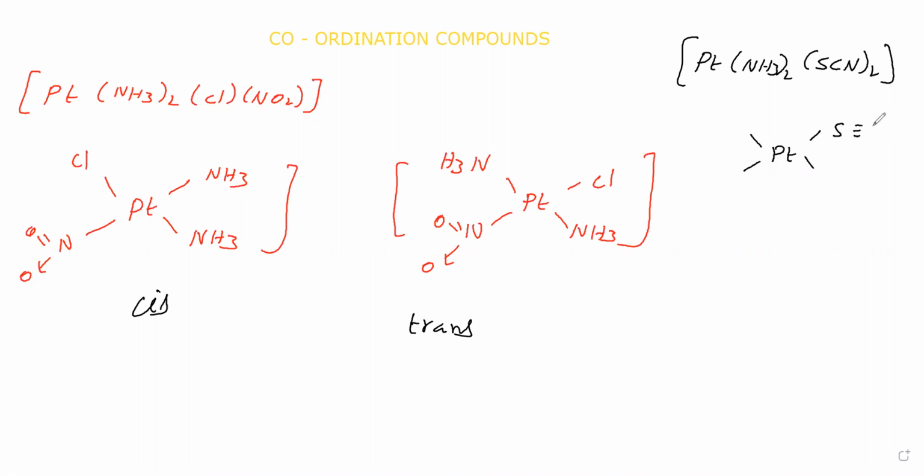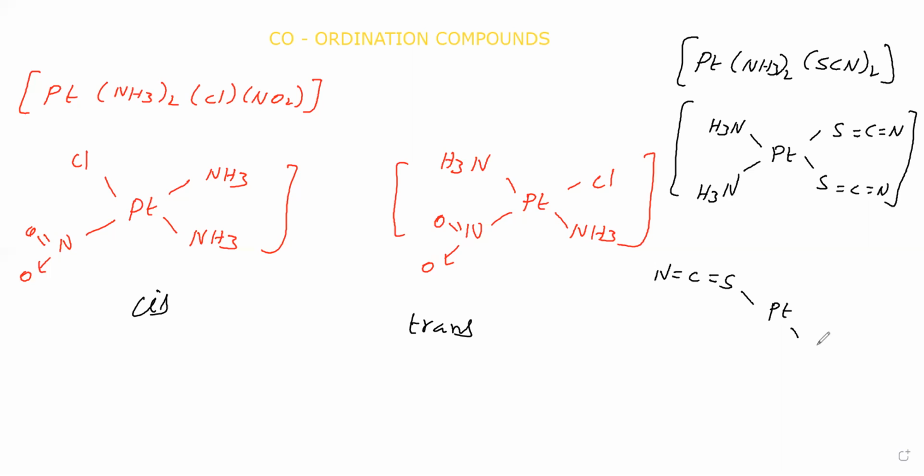Here SCN we will write like this, SCN we are writing like this. NH3 will write like this, NH3 we have written like this. In another case, similar ligands we will write on the opposite side, across. Across we are writing here NH3, here NH3.